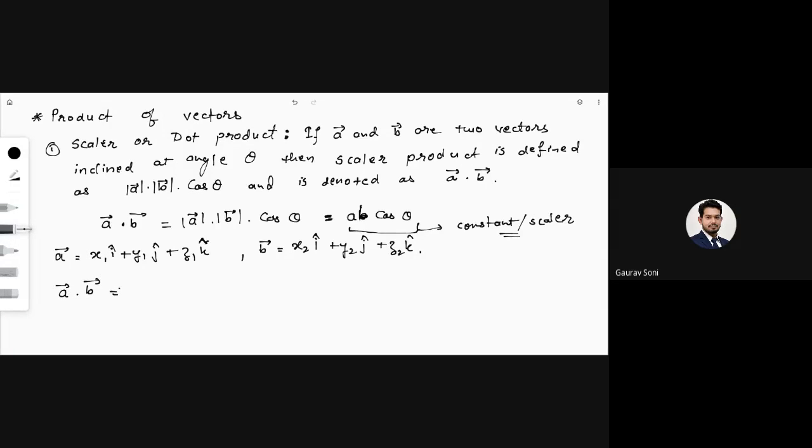So when I want to multiply these two, how am I going to multiply? I will multiply i term to i term, j to j, and k to k. So x1 x2 plus y1 y2 plus z1 z2. Add this in your list.